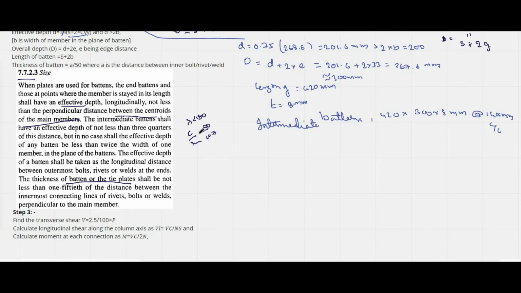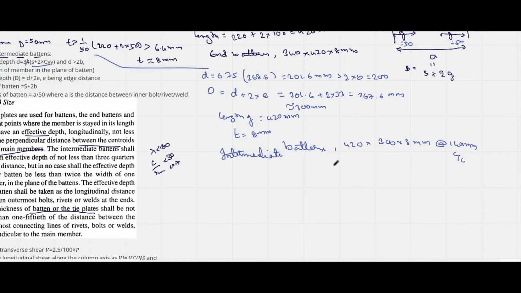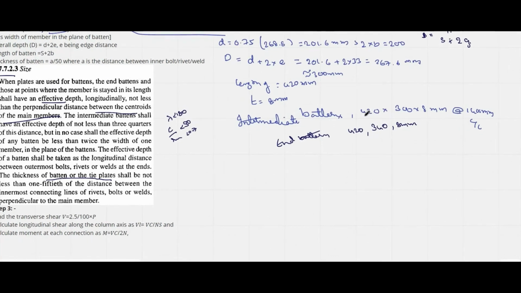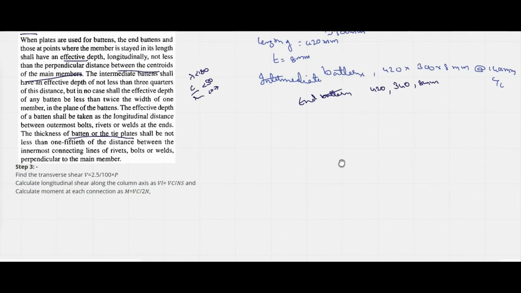Now what we need to see is whether the batten system, whatever we have provided, is capable of resisting the loads or not. Is the batten system safe with respect to design or not? So this is our intermediate batten and this is our end batten. For both, the length was 420. For the end batten, the overall depth was 340 and the thickness was 8 mm. For the intermediate batten, the overall length was 420, width was 300 and thickness was 8 mm. Both are provided with a spacing of 1400 mm center to center.